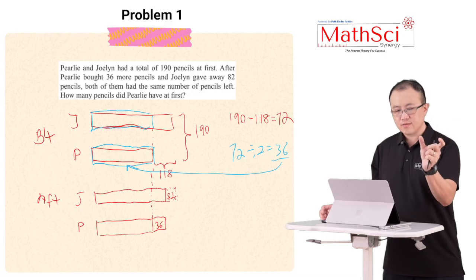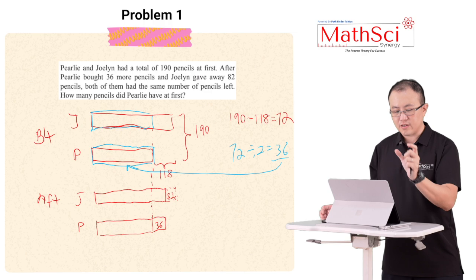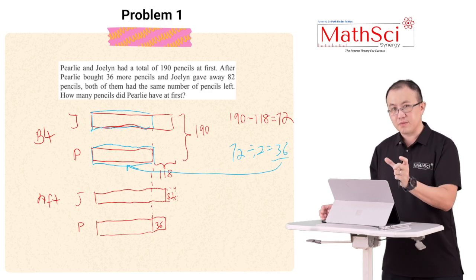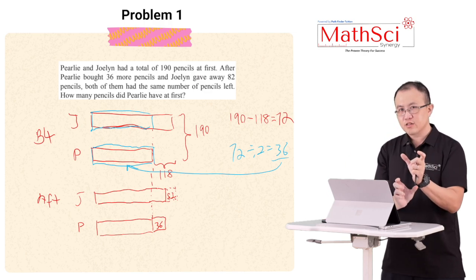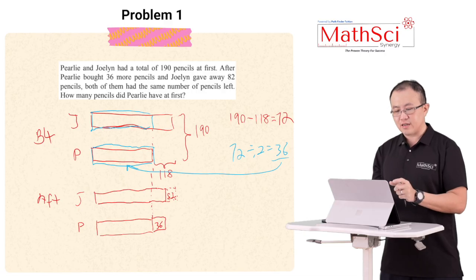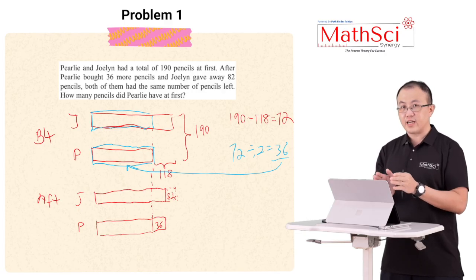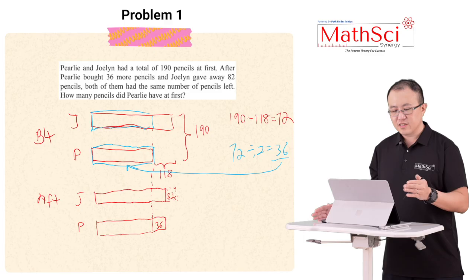So Jolene will actually be a bit more, and Pearline was a bit less at the start. But at the end, they have the same length. So you add them together, the difference was actually the same difference as at the start. Then after that, if you use the model, you can very quickly take the quantity and divide to find the actual quantity that you want.